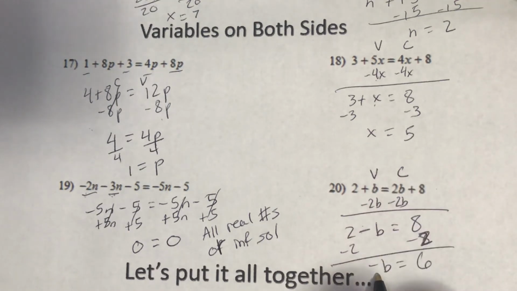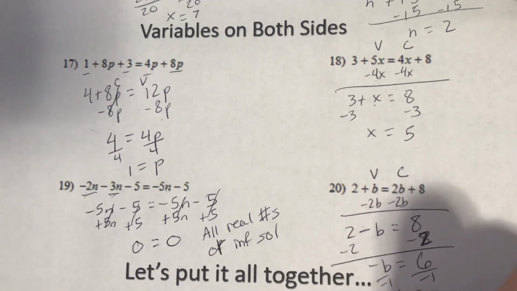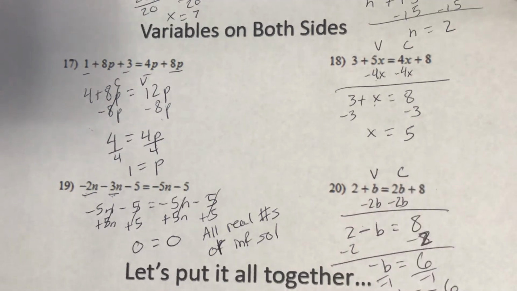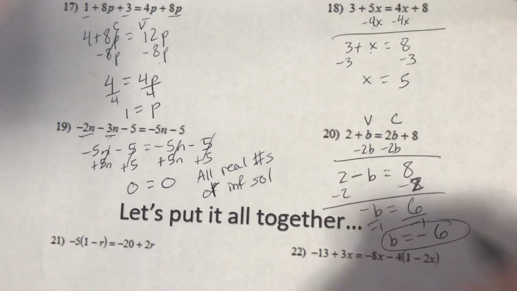Now, the negative over here, we got to divide by -1 to do that, or my positive 6 will just become a -6. All right, so that is my answer over here.